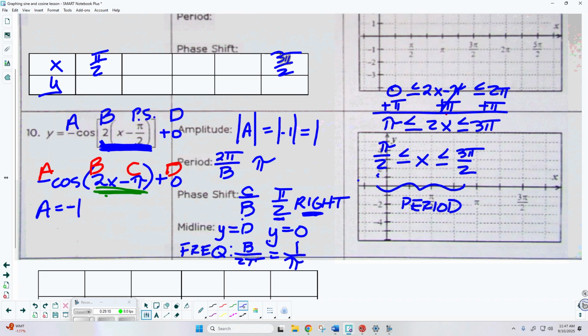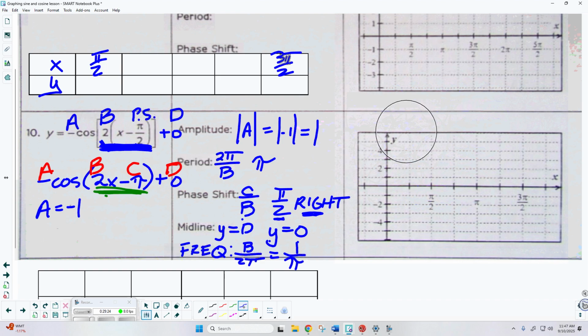Well, we have to take 3 pi over 2 and pi over 2, and there are two things we have to do with them. First thing we have to do is subtract. It's always the upper minus the lower boundary. And then whatever that difference is, always, always, always divide by 4.